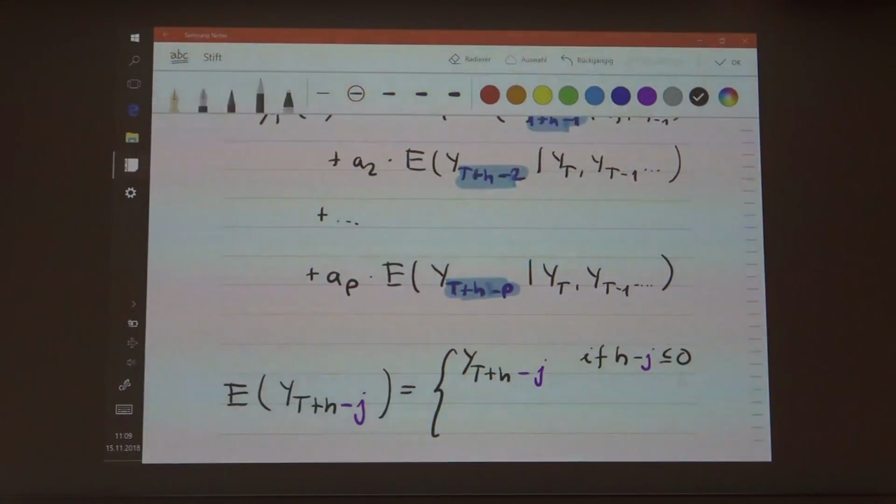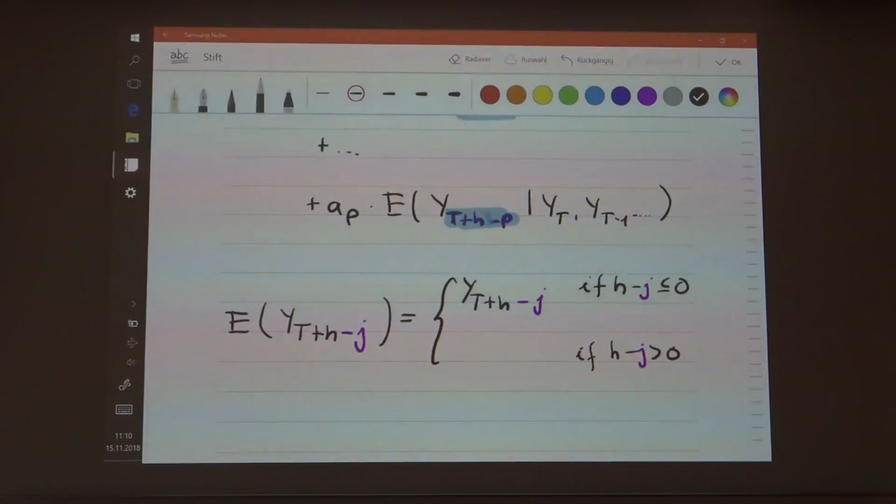And if it's greater than 0, so if h minus j is greater than 0, then you still have a future value of the process, and you would use it just for the forecast. So this is going to be y_t, the forecast at point t for time h minus j. Then you would use the forecast, which is the conditional expectation itself. So that's how you would use the formula recursively.